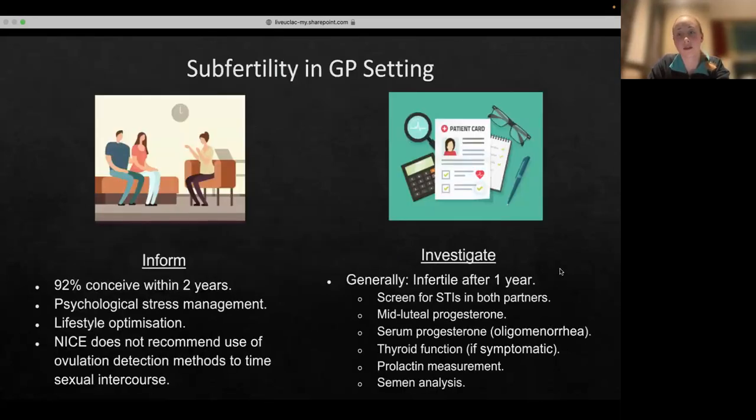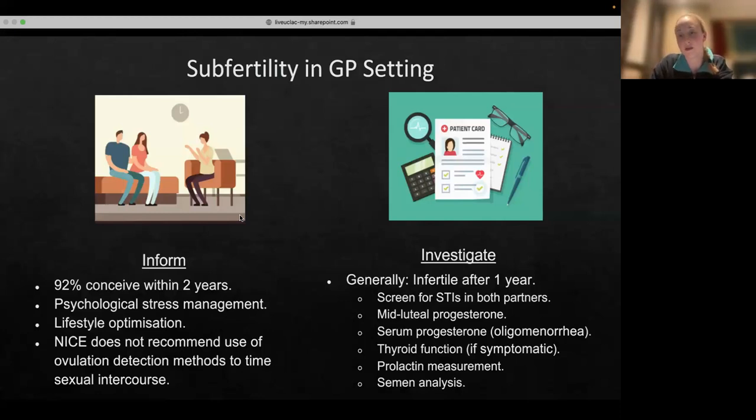So in terms of subfertility in the GP setting, you want to inform patients that 92% of people conceive within 2 years, and to try and optimize lifestyle factors. So if someone has a high BMI, advising them to lose weight, and psychological stress management. And just as a side note, NICE doesn't recommend use of ovulation detection methods to time sexual intercourse. I think often that can make patients more stressed, which feeds into the psychological stress management part.